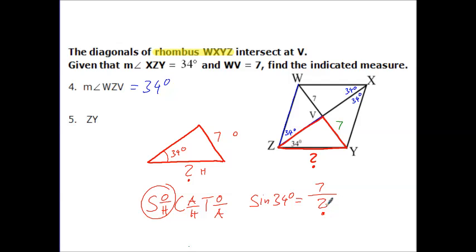I didn't use variables this time because we have already used so many variables for the angles of our parallelogram. We solve this by multiplying both sides by our question mark and then dividing by the sine. They essentially switch places, and our missing side is 7 divided by the sine of 34 degrees. Now make sure that your calculator is in degree mode and punch the numbers in, and the answer will be that this is approximately 12.5. So the length of ZY is approximately 12.5.